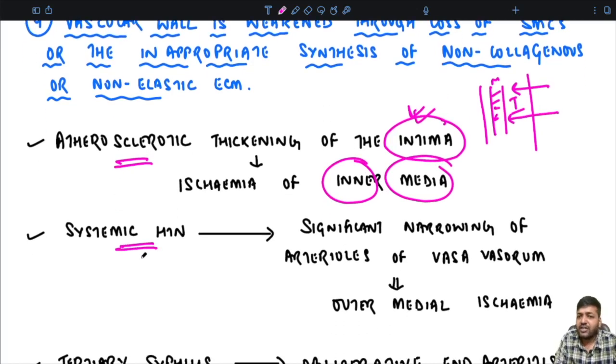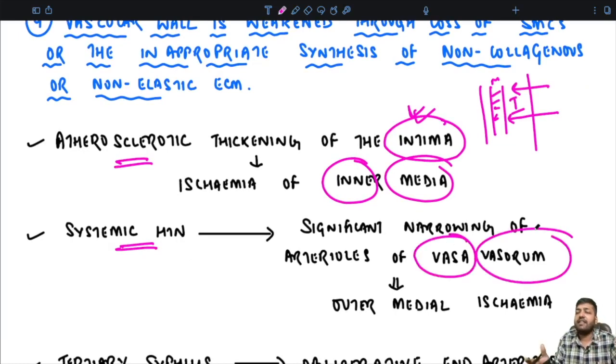Similarly, systemic hypertension can cause significant narrowing of the arterioles of the vasa vasorum. Now what is the vasa vasorum? Vasa vasorum are arteries which are supplying arteries. Arteries normally supply other organs in the body, but there must be some artery which is supplying an artery. An artery supplying an artery is called a vasa vasorum. In systemic hypertension, there can be significant narrowing of the arterioles of the vasa vasorum, ultimately leading to outer medial ischemia, leading to aneurysms.